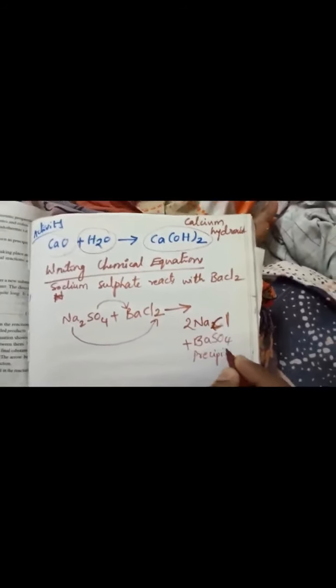Here a double replacement will take place. It gives rise to NaCl, 2 NaCl, plus BaSO4. Double displacement will take place. BaSO4, barium sulfate, is the precipitate I told you about, and the NaCl is an aqueous solution. So like that we will get it. Further we can write chemical equations for reactions like this.